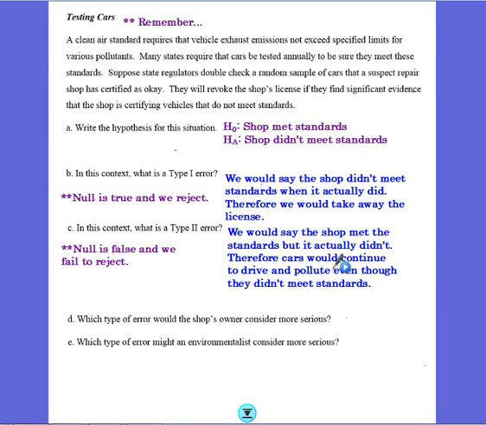So what would be a consequence of that? The cars would continue to drive, and they just wouldn't meet the standards. And now they would pollute the environment a bit more because they're not meeting the emission standards.